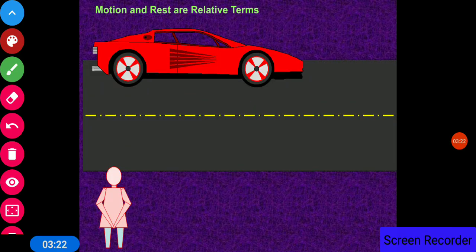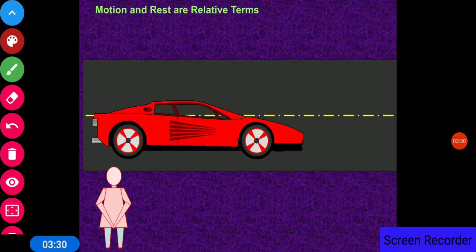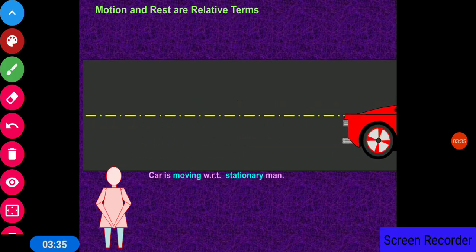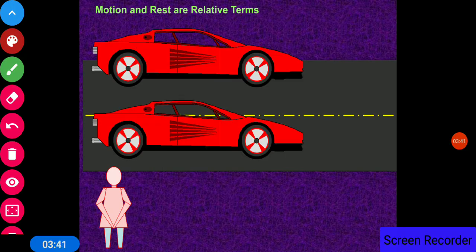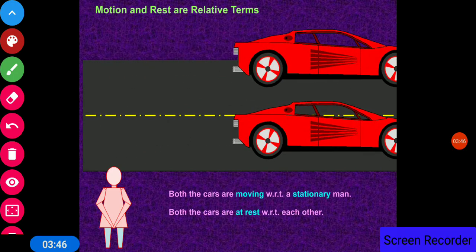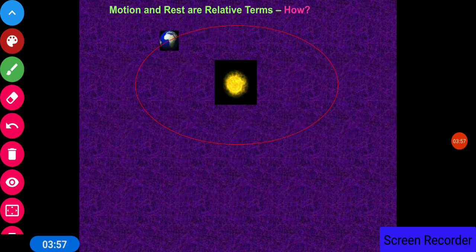For example, the man and the car. With respect to each other, they are at rest. But now the car is moving with respect to the stationary man. Here the car is at rest with respect to the man, and the car is moving with respect to the stationary man. Now these two cars, both are moving with respect to a stationary man, but both the cars are at rest with respect to each other because they are moving with the same velocity. Motion and rest, they are relative terms.